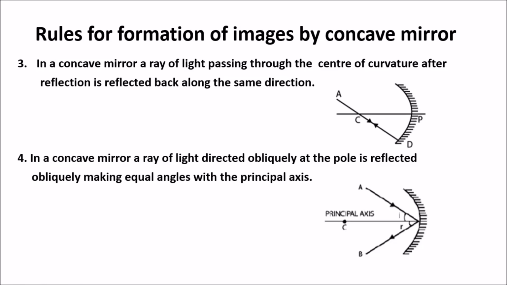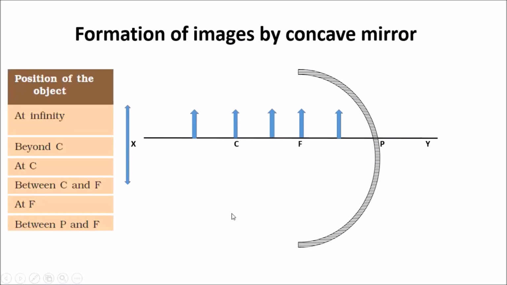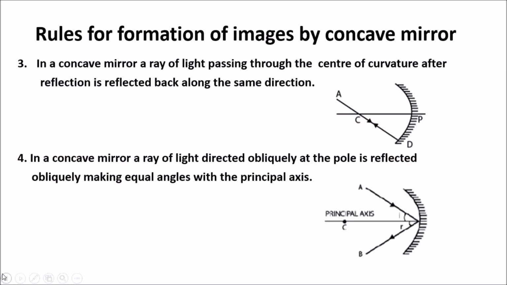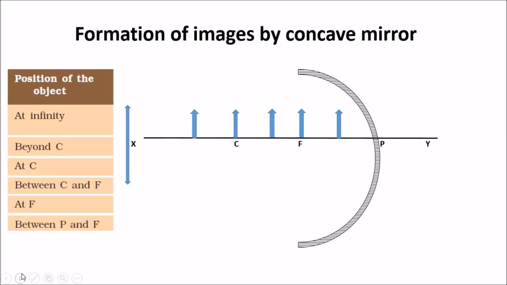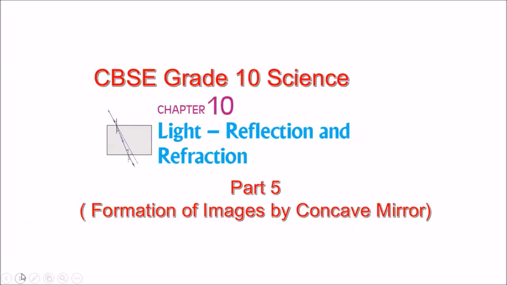Out of these 4 rules, we have to use any 2 rules for the diagram for the formation of images. So in the next video, we'll be talking about formation of images by concave mirror. Basically, we'll be understanding how to draw the ray diagram, and for that it is very important that we are clear with all the 4 rules, because out of the 4 rules, any 2 rules can be used for formation of images. How to go ahead in detail about drawing the ray diagram we'll discuss in the next video, where we'll talk about formation of images by concave mirrors.